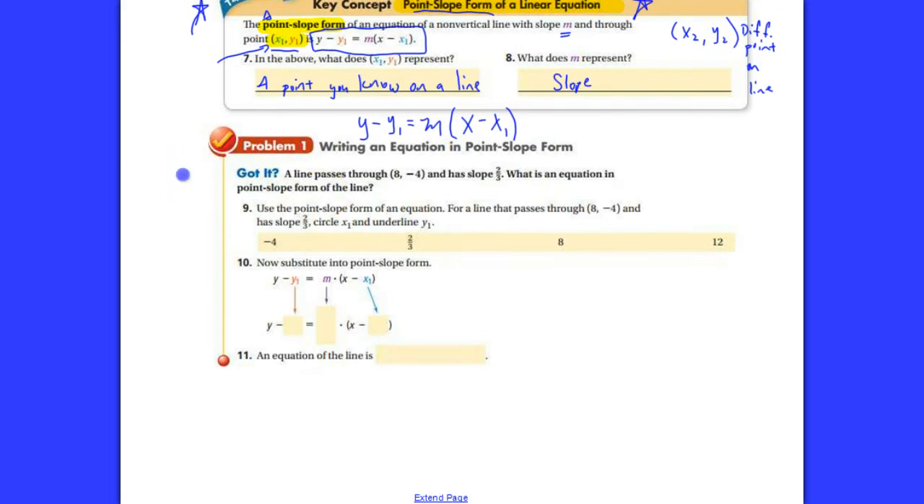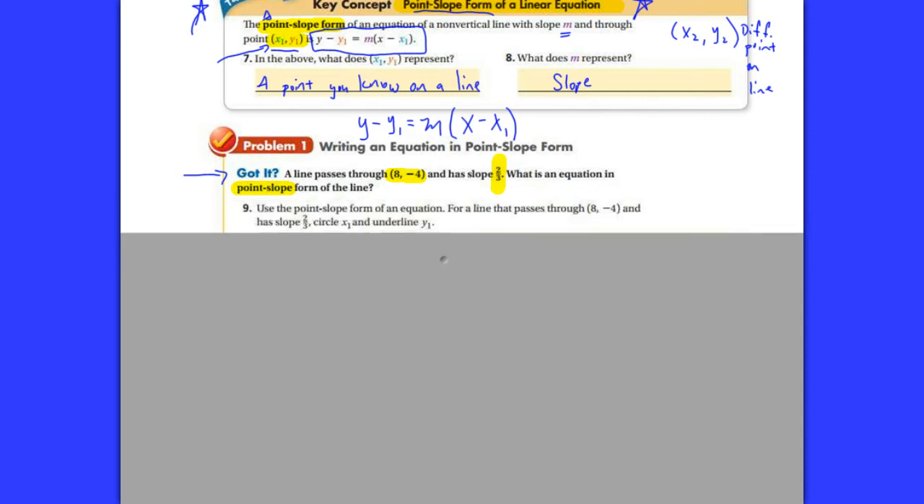In problem 1, it says, got it? There's a line that passes through 8, negative 4, and has a slope of 2/3. What is an equation in point-slope form of the line? This question is asking me to use point-slope form, and the clues they've given me are two: a point and the slope. So they want us to find that equation.